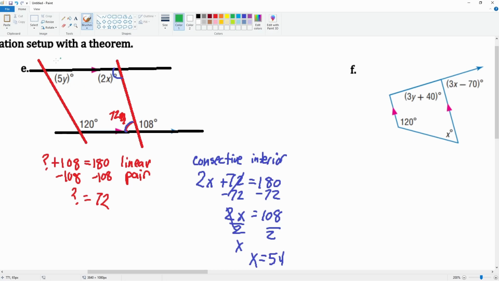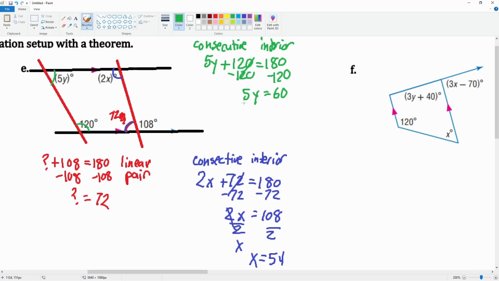Then we can also do this and this are also consecutive interior. So 5y plus 120 is equal to 180. Minus 120 to both sides. 5y is equal to 60. Divide by 5, divide by 5, you get y is equal to 12. There you go.